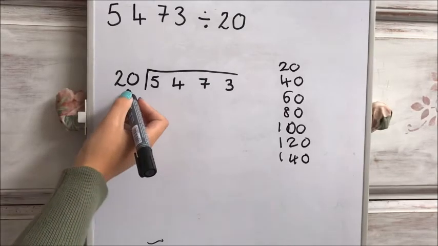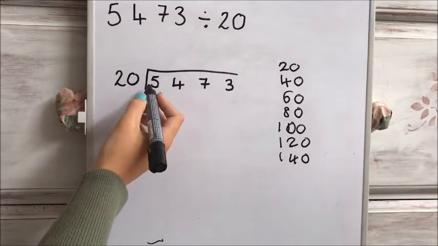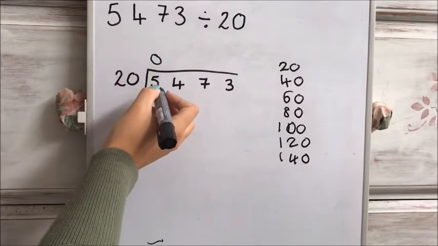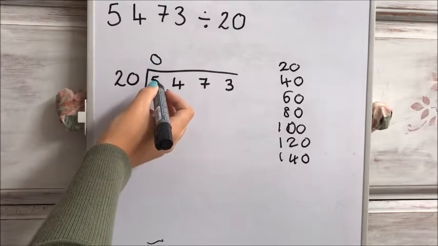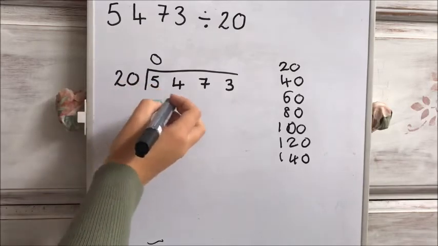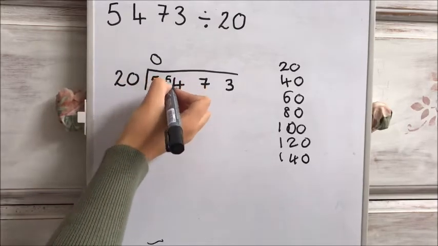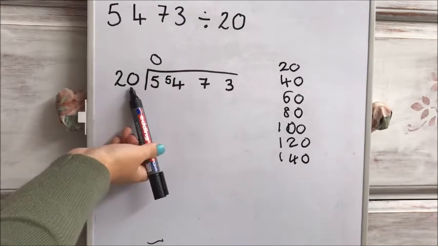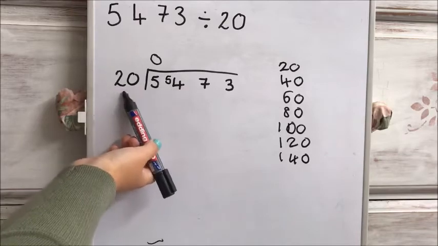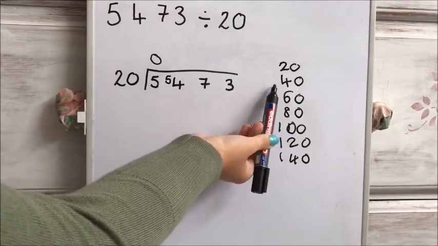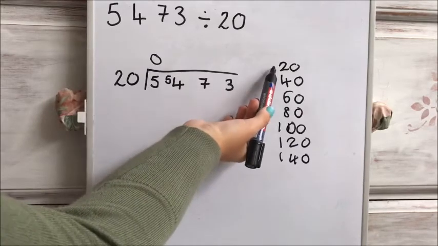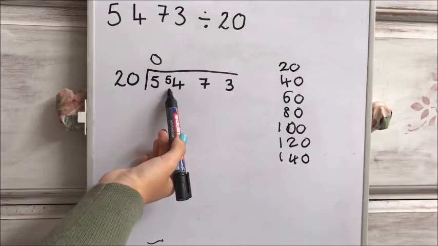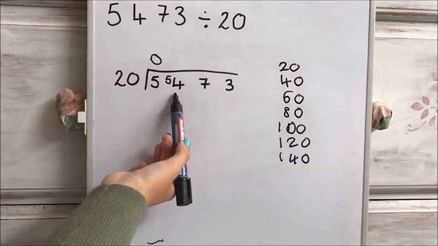So we can look at, firstly, how many 20s go into 5? Well, 5 is a much smaller number than 20, so we know that there will be no 20s going into 5. But because we haven't used the 5 up, we need to carry it across, meaning this becomes 54. So we can then ask ourselves, how many 20s go into 54? We don't know our 20 times table, but thankfully we've written it out at the side. So we know that 20 times 2 is 40. That is smaller than 54, so we can use that.